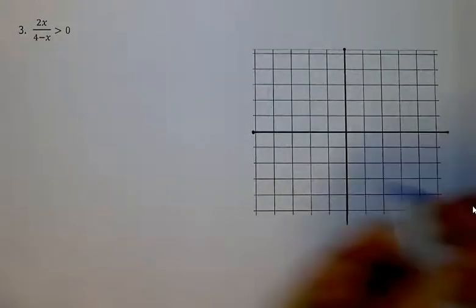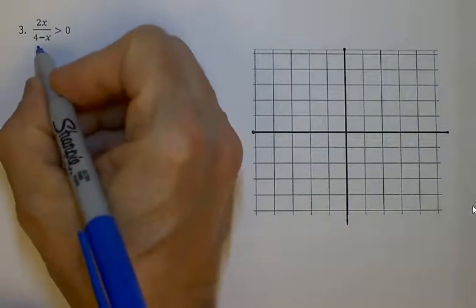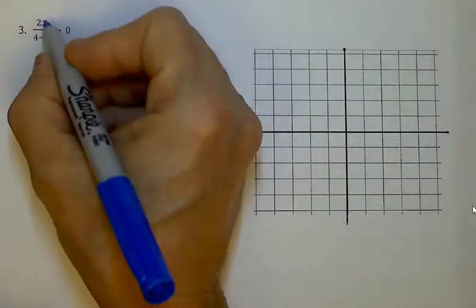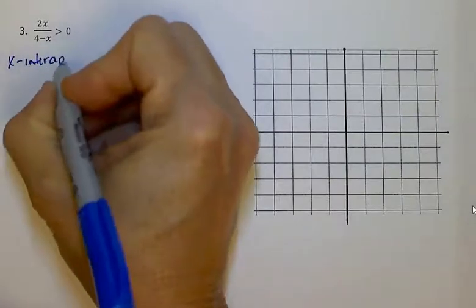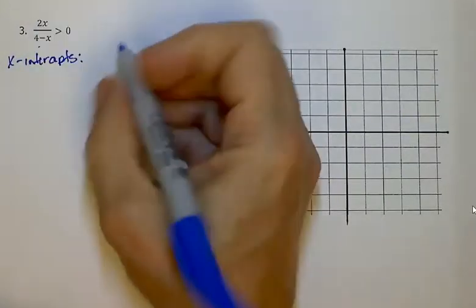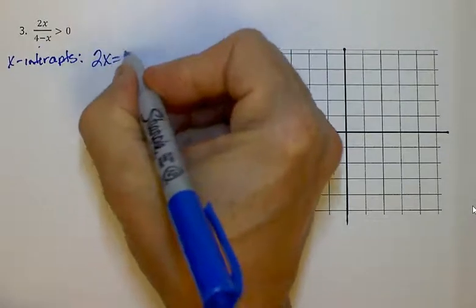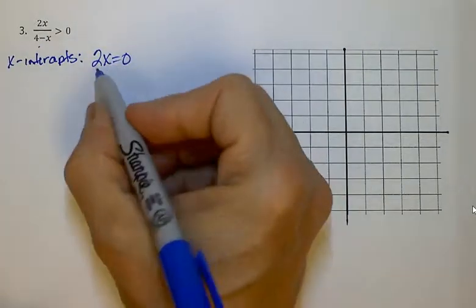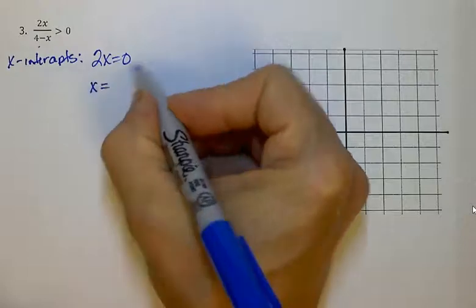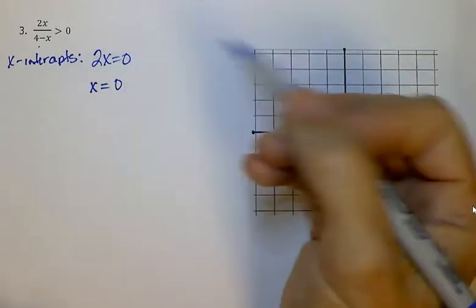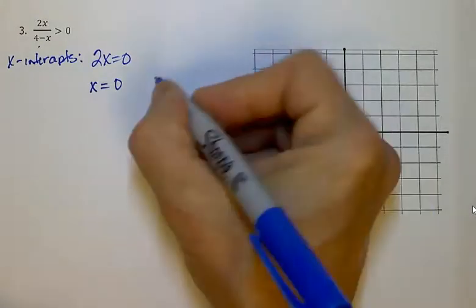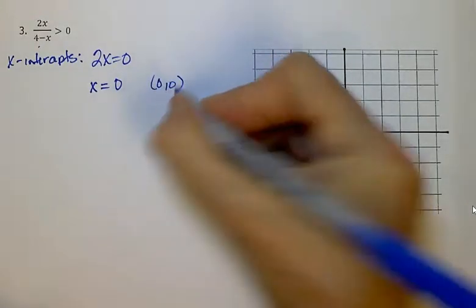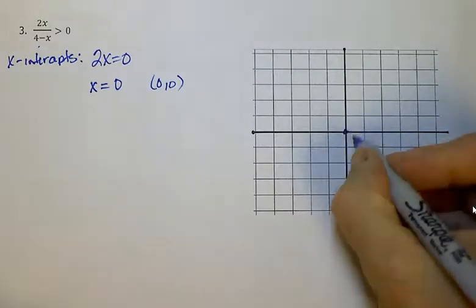if there are any. So remember, to find our x-intercepts, we're looking for what makes the numerator equal to 0. I'm just going to take the numerator we have and set that equal to 0 and solve for x. I can divide both sides by 2. 0 divided by 2 is still 0. So this is one x-intercept at x equals 0. That even gives us a point we can plot on the graph. That's right there at the origin.